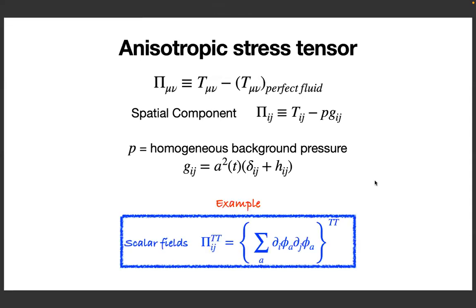For example, if we have just scalar fields, this will be as easy as taking the transverse traceless part of it, but it's just the gradient of the fields in the ij directions and the product of them. So this will be the anisotropic part of it. And then we have to take the transverse traceless part of it to source our equation of gravitational waves.